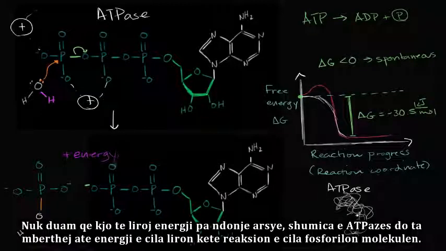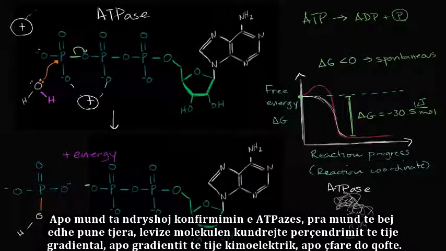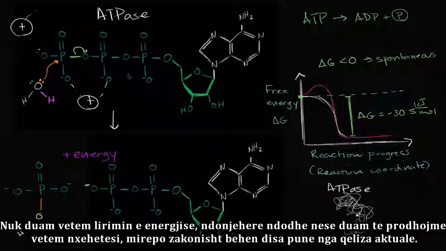Now, typically, you don't want this to just release energy for no good reason. Most ATPases are going to leverage that energy release from this reaction to phosphorylate a molecule. In this case, you can think that this hydroxide has been phosphorylated, but it might phosphorylate something else. Or it might change the conformation of this ATPase so it can do some other type of work, transfer molecules against their concentration gradient or their chemoelectric gradient, whatever it might be. You don't want to just release the energy. Sometimes that might happen if you just want to generate some heat, but usually you're going to do some useful work for the actual cell.